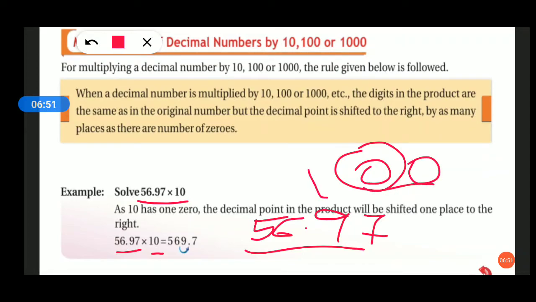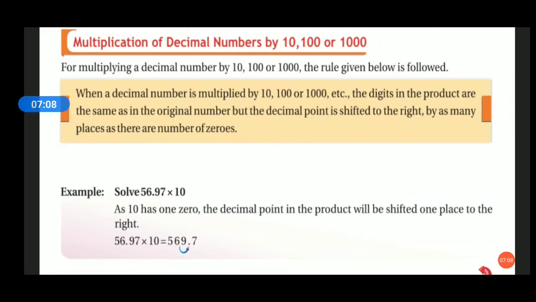Understood, students? Only one 0 is there here in 10. So I am moving it right. We moved it to the right. You need to move to the right. Understood, students? You need to move it to the right when you are multiplying with 10, 100 or 1000. So the answer will be 569.7. We will see another example also.